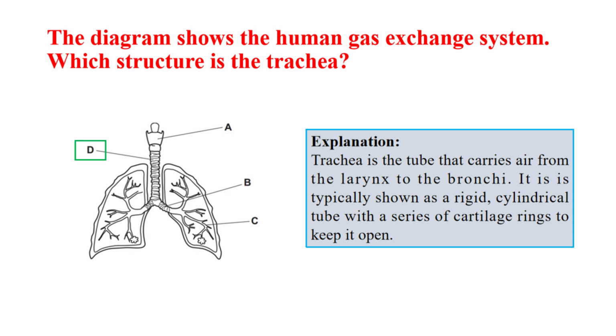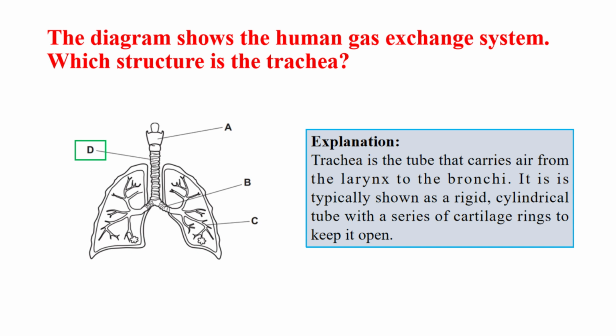For our first question, we'll look at the diagram of the human gas exchange system. The question asks, which structure is labeled as the trachea? The correct answer is D. The trachea is the primary airway that conducts air from the larynx to the bronchi. It is a rigid, cylindrical tube supported by cartilage rings to keep it open, ensuring a clear passage for air. In the diagram, it appears as the large, vertical tube that extends from the larynx.